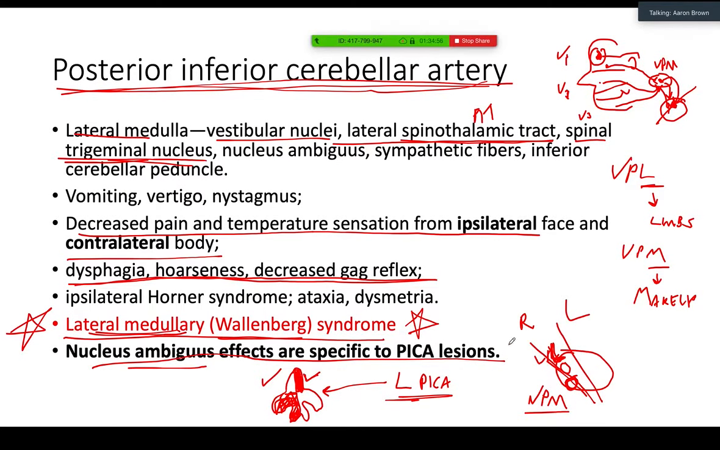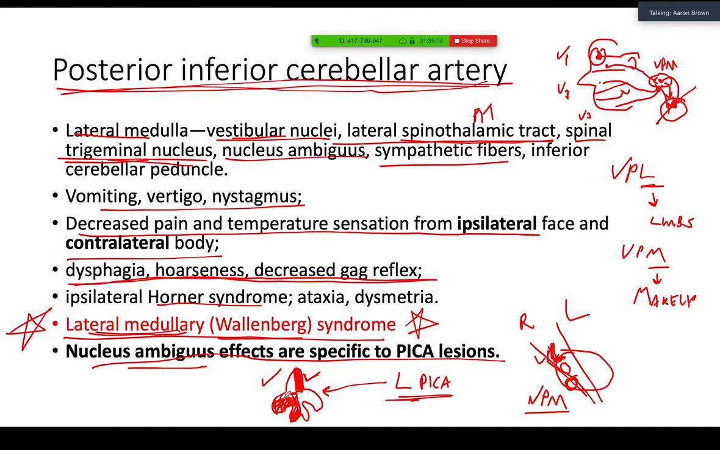Okay? Why? Because we lose this nucleus ambiguus, and we lose sympathetic fibers, giving us a Horner syndrome, and we lose vestibular nuclei. We should see some vomiting, vertigo, nystagmus. The problem with learning these strokes is that some of these things are in common with different syndromes, and so the important thing for you is to memorize the things that stand out the most and memorize the things that are specific, okay? So for me, when I was learning this, the things that stood out the most is one side of face, one side of body.